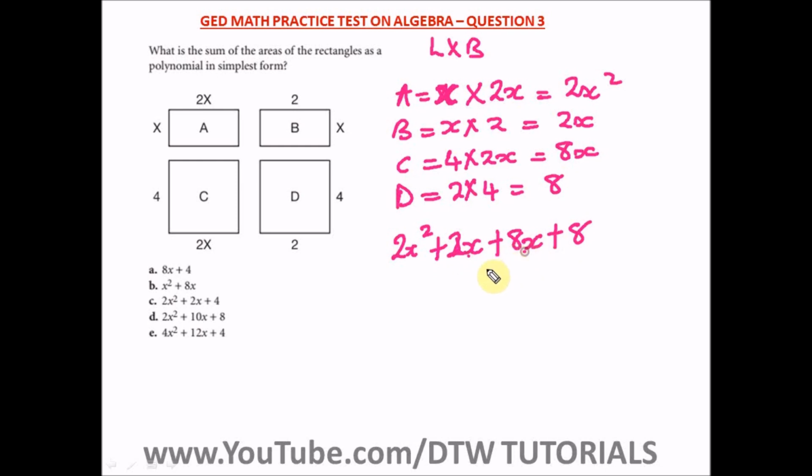2x and 8x carry the same coefficient. So 2x plus 8x will give us 10x, because 2 plus 8 is 10. And don't forget your x. So we have 2x squared plus 10x plus 8. Okay, so this is our answer here, and our right option is option D.